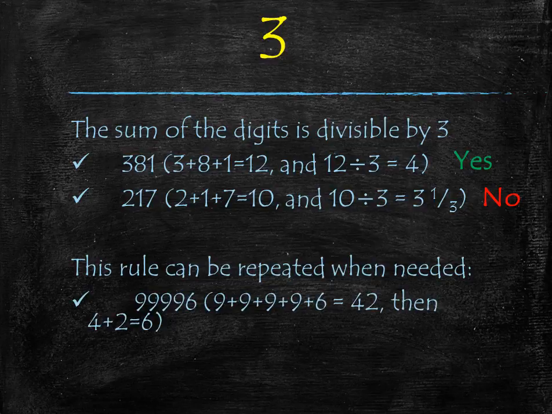For example, 99,996. 9 plus 9 plus 9 plus 9 plus 6 equals 42. Again, 4 plus 2 equals 6. Divisible by 3, so yes.